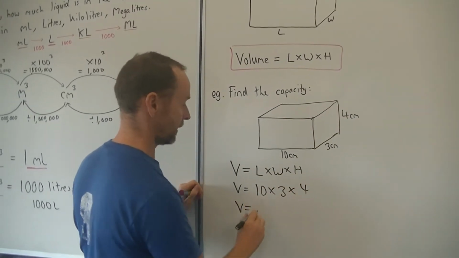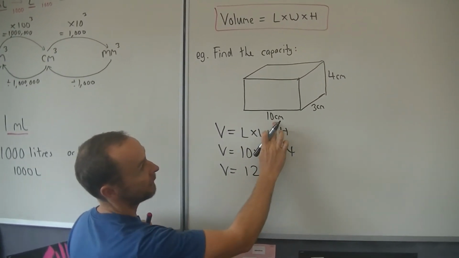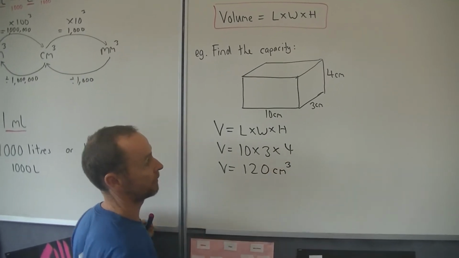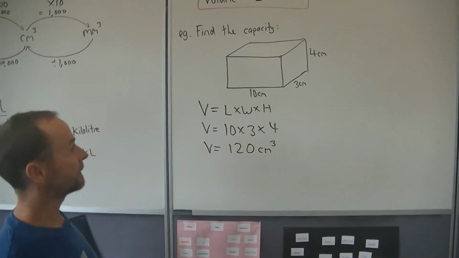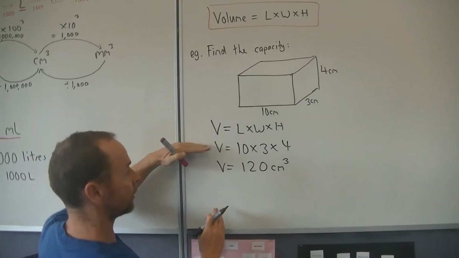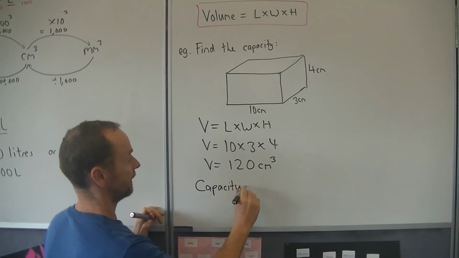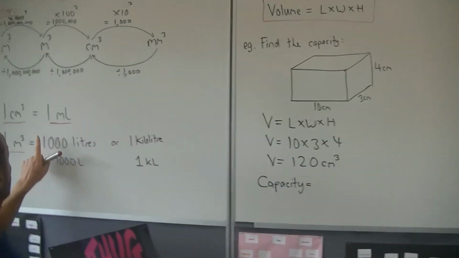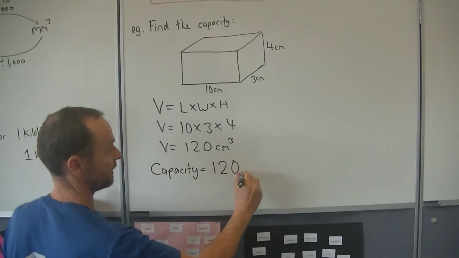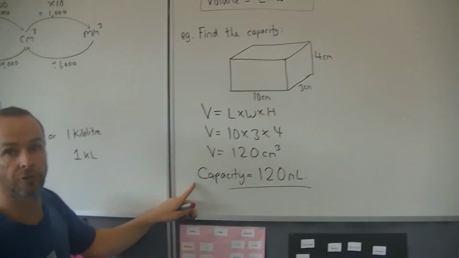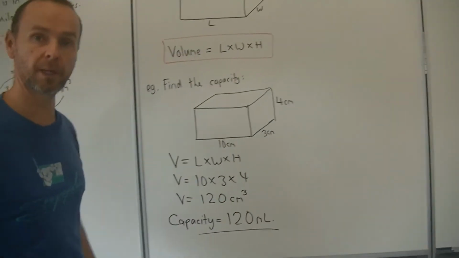Let's see if we can work that out. Now, mental maths. 3 fours are 12 and times it by 10. So it's 120. The units are centimetres cubed. So the volume is 120 centimetres cubed. Good job. You've done the first part of it. Now we have to change it to capacity. Notice here I've got nice neat working out and it says volume each time. Now I'm going to say capacity equals. And remember our conversion from centimetres cubed to mils is the same. So our capacity is 120 mils. Well done. You've just converted from volume to capacity. It's the same units, same number I mean.